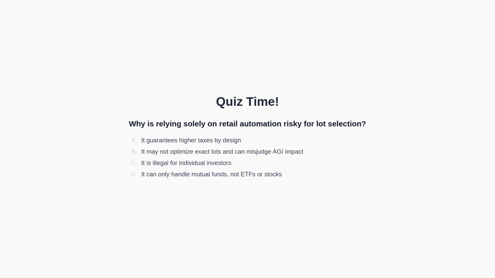Second quiz. The question is, why is relying solely on retail automation risky for lot selection? Option A. It guarantees higher taxes by design. Option B. It may not optimize exact lots and can misjudge the impact on adjusted gross income. Option C. It is illegal for individual investors. Option D. It can only handle mutual funds, not exchange-traded funds or stocks. You may pause the video now to think about the answer. We will discuss the answer in the next section of the video.